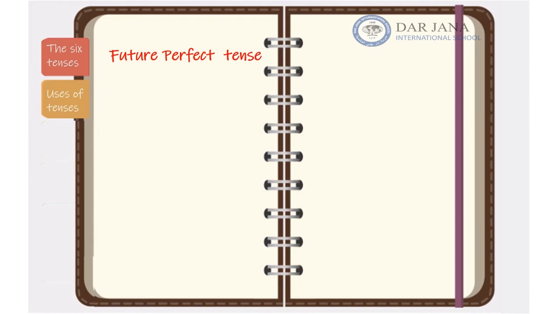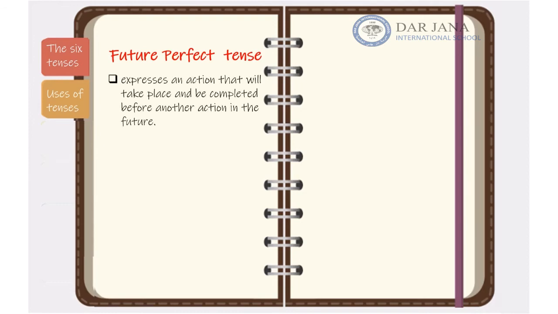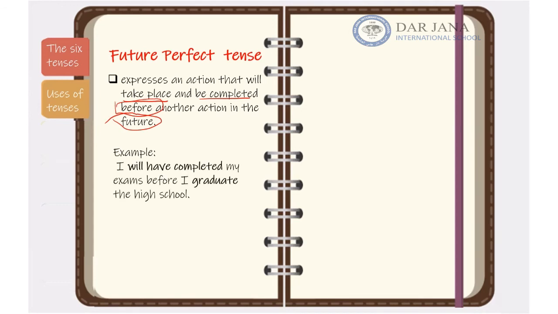Now, the future perfect tense has the same idea, but in the future. It expresses an action that will take place and be completed before another action in the future. Again, we need to have two things, two actions, or an action and an occurrence in the future. All right, so it takes place and is completed before another action in the future. All right, let's look at the example here. I will have completed my exam before I graduate high school.